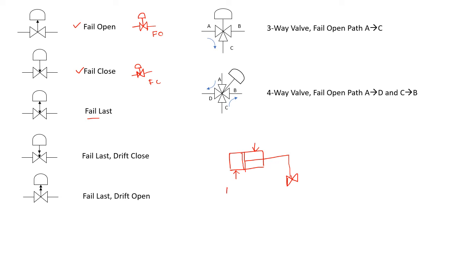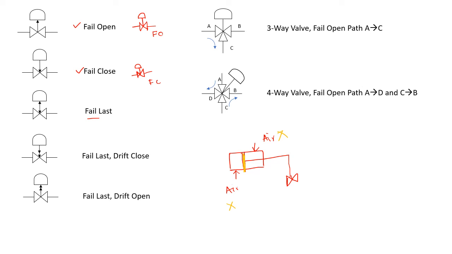But now air is here also, air is here also. So if the air is cut on both sides, the piston will remain in this position. This is basically called the fail last position, or FL. Sometimes it is also denoted as FL.